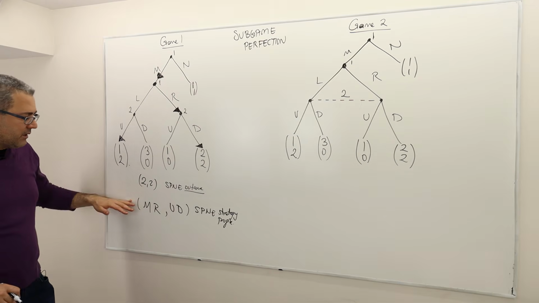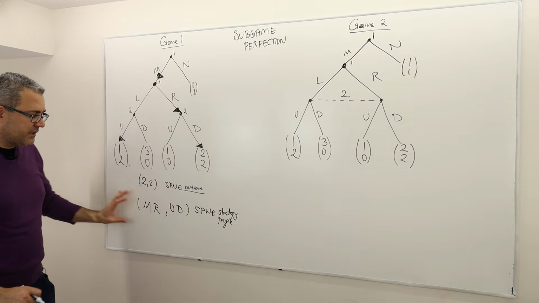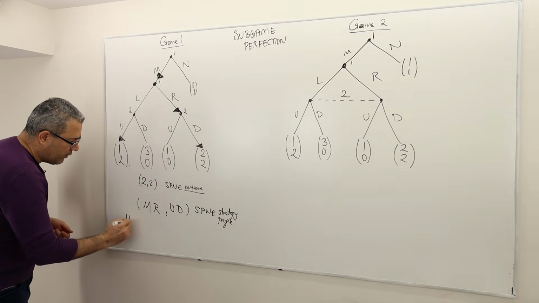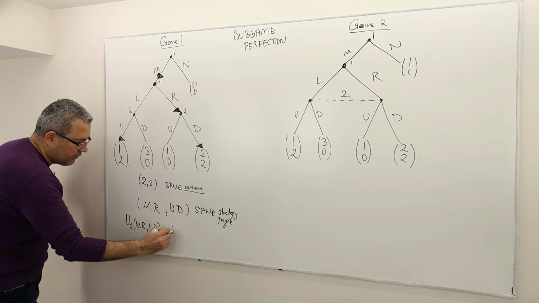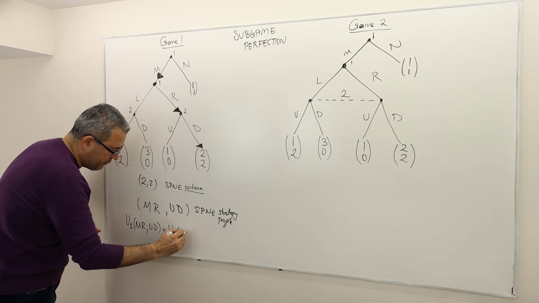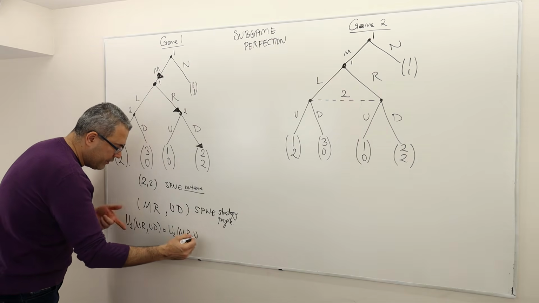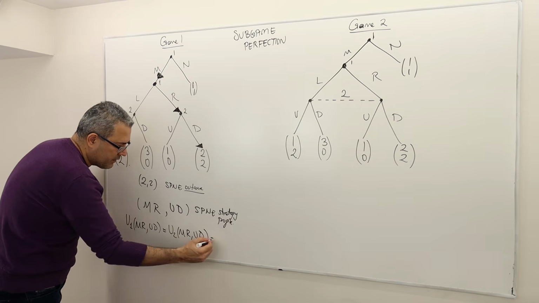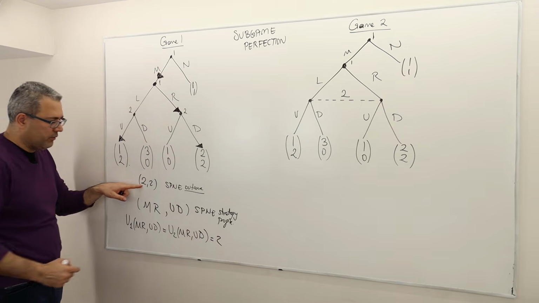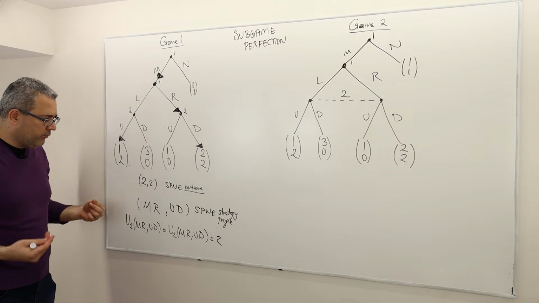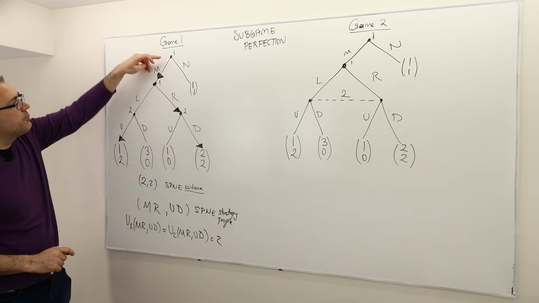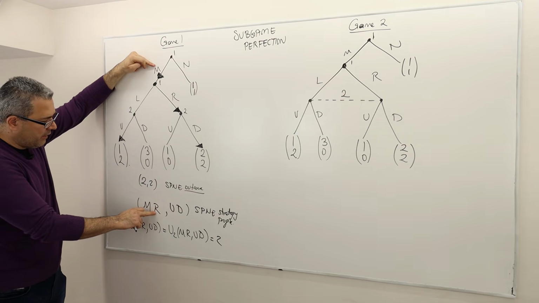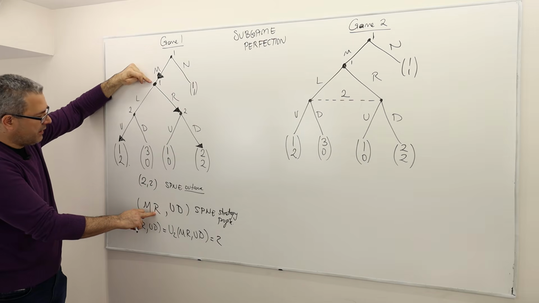Okay, well, once again, if players play this strategy profile, MRUD, player 1's utility out of this strategy profile is going to be equal to the payoff of player 2 under this strategy profile. They're equal, and they both are equal to 2. All right. Well, how do we find it? Well, very simple. Once they play this strategy profile, that means player 1 is going to play M here. Player 1 then is going to play R here.